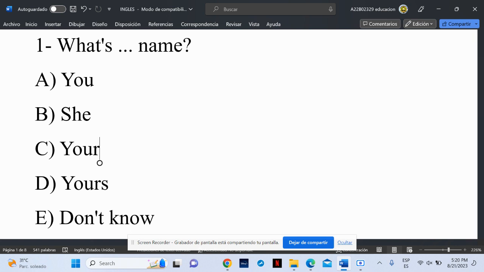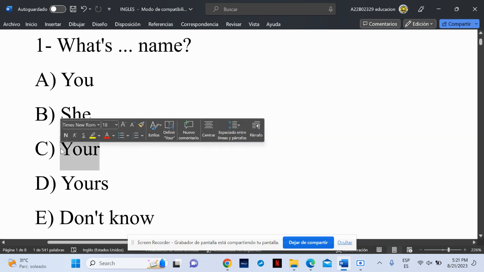In that case, ¿cuál es la opción correcta a través de la cual podemos preguntar cuál es tu nombre? ¿Será what's you name, or what's she name, or what's your name? In this case, we selected the letter C. Vamos a seleccionar la letra C. Vamos a ver cómo suena. For example, what's your name? What's your name is the correct form of those questions. O sea, what's your name, utilizando your, es la opción correcta en esta pregunta número uno.